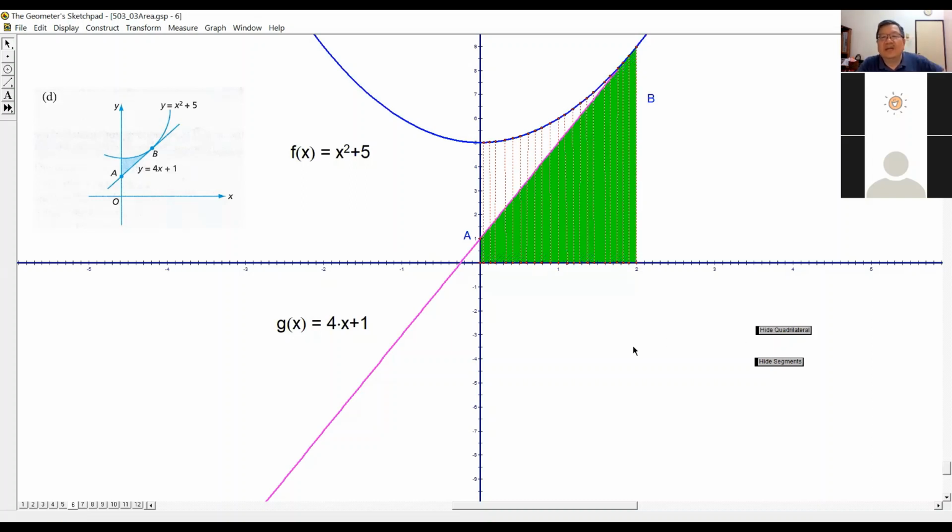But before that, you must also know the coordinates of A and B. Only when you know the coordinates of A and B, then you can know the limit. You want to integrate from where to where. And also, this green color part is a trapezium. So this trapezium, if you know the coordinates of A and B, you will know the length of the sides of this trapezium. So you can find the area of the trapezium. Okay?